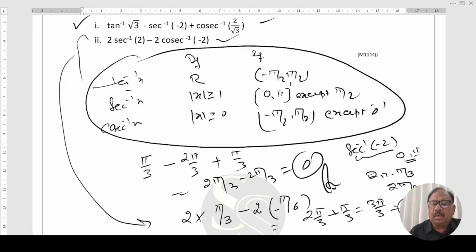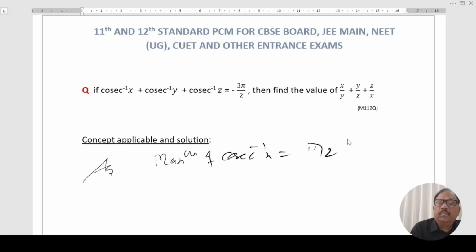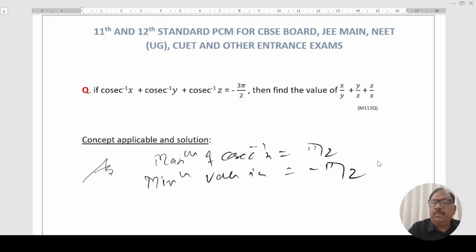Next question. Question is, if cosec inverse x plus cosec inverse y plus cosec inverse z equal to minus 3 pi by 2, then find the value of x upon y plus y upon z plus z upon x. As maximum value of cosec inverse x is pi by 2 and minimum value is minus pi by 2. Answer is minus 3 pi by 2. So minus pi by 2, minus pi by 2, minus pi by 2.